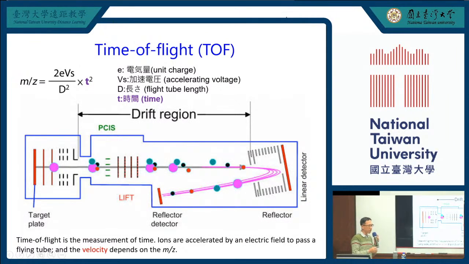And this one is TOF. TOF is very easy to understand. If we want to measure the M over Z, the small M over Z will fly fast, and the large M over Z will fly slower. So we can detect the time of flight. To measure the time, the ion is accelerated by an electric field into a flight tube, and we detect the velocity to calculate the M over Z. So it's a very easy way to detect the M over Z, right? We calculate the velocity. So it's F equals ma, right?